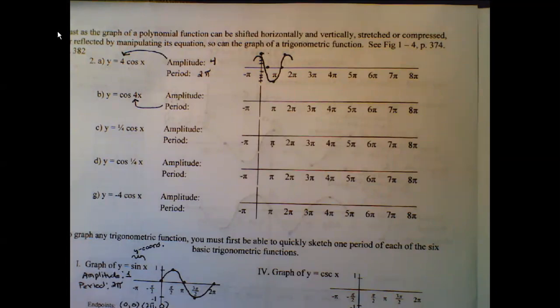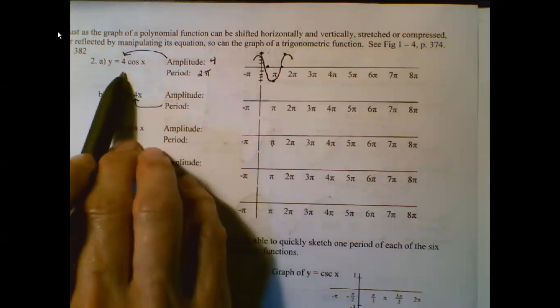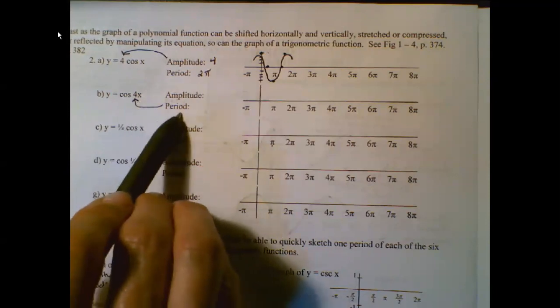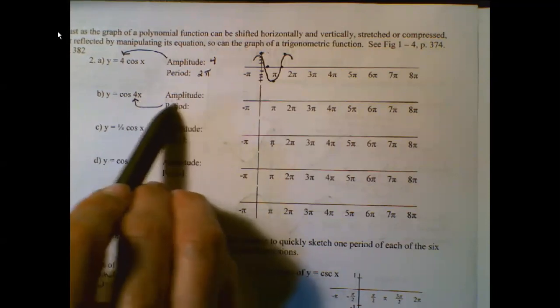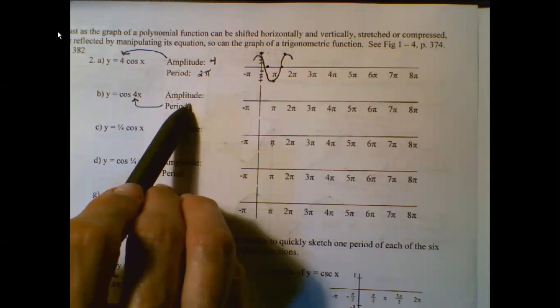Is that okay? Evan, is that okay? Yeah. Kelsey? Yes. Okay. The coefficient of the trig function affects the amplitude. The coefficient of the x affects the period. So what's the amplitude in the B part? Is it 1? Yeah, because that's the coefficient.